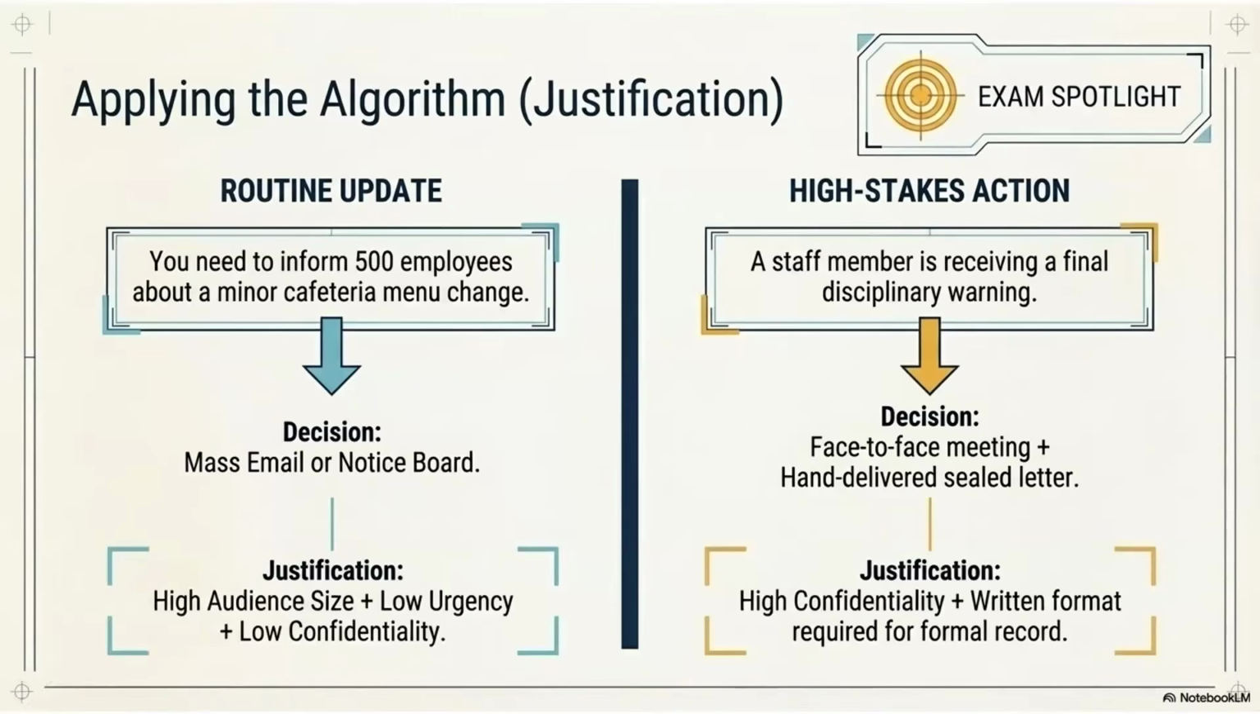So, just examples, right? You need to inform 500 people of a minor employee cafeteria change.